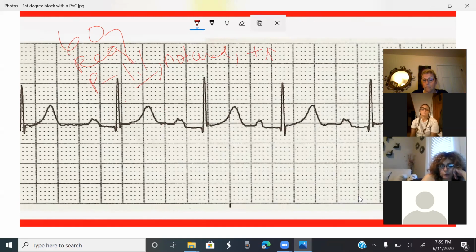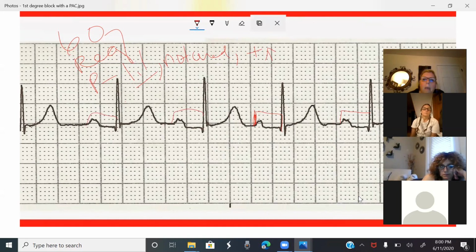The length of the PR interval. Okay, well, let's do that. So our PR interval starts here, right? And it goes to here. Is everybody in agreement with that? It starts here. Now, without even measuring that, do y'all see a problem? Yes. I can tell you there's a problem just by looking at it. Look how wide that is.